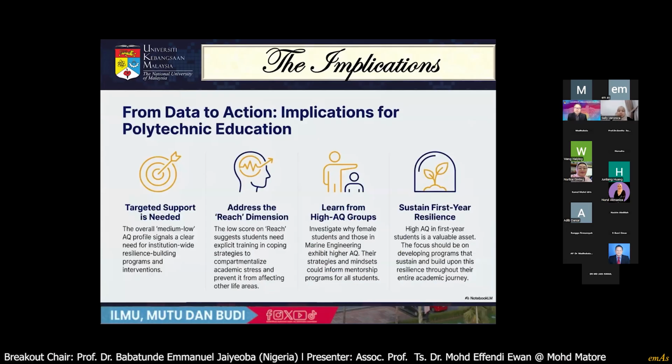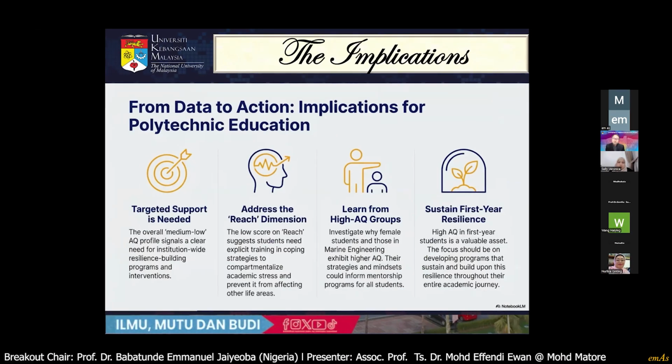From data to action, how this research gives interesting implications for the polytechnic education. What we need to do is targeted support is needed. The overall medium-low AQ profile signals a clear need for the intervention in terms of the resilience. And we need to address from the core: control, ownership, reach, and endurance. The reach endurance is quite low. So we need to train them explicitly in terms of coping strategies to compartmentalize academic stress and prevent it from affecting other life areas.